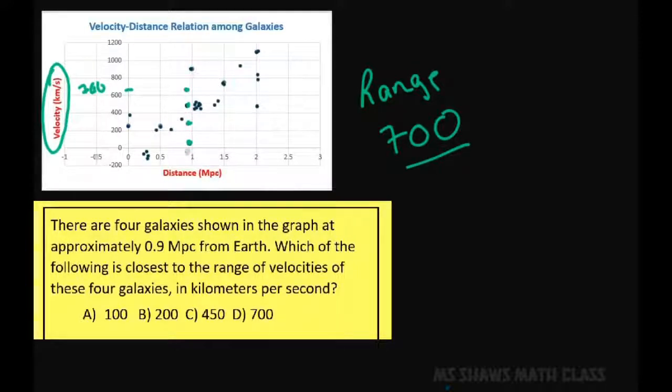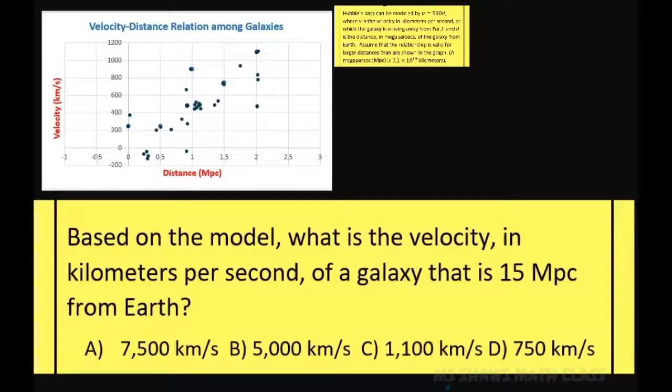Okay. And the last question says, based on the model, what is the velocity in kilometers per second, we're back to this again, of a galaxy that is 15 megaparsecs from Earth? So what we're going to do is use the formula they gave us right here. And I'm just going to plug in the distance, because it's 15.